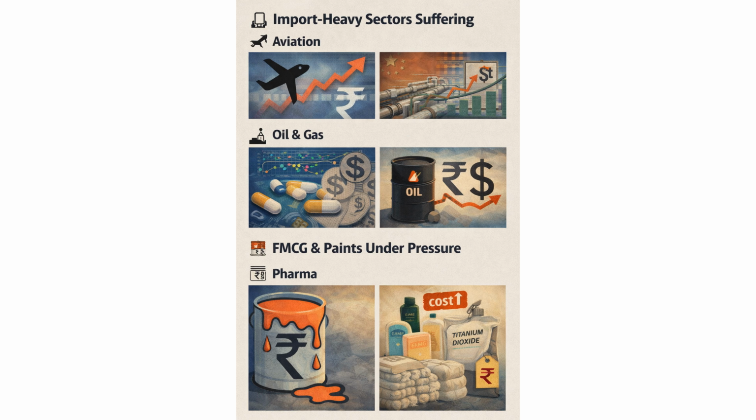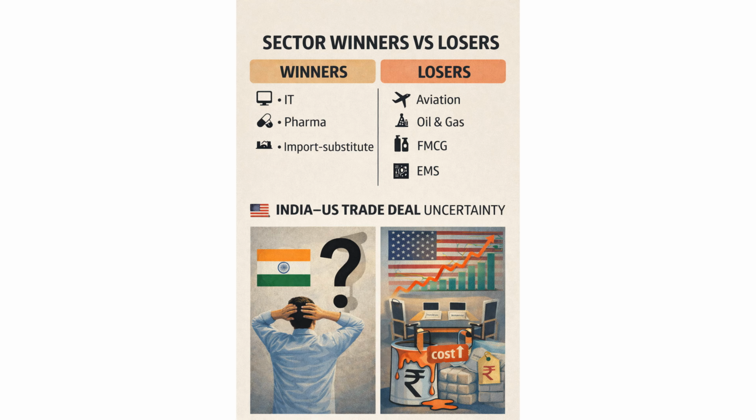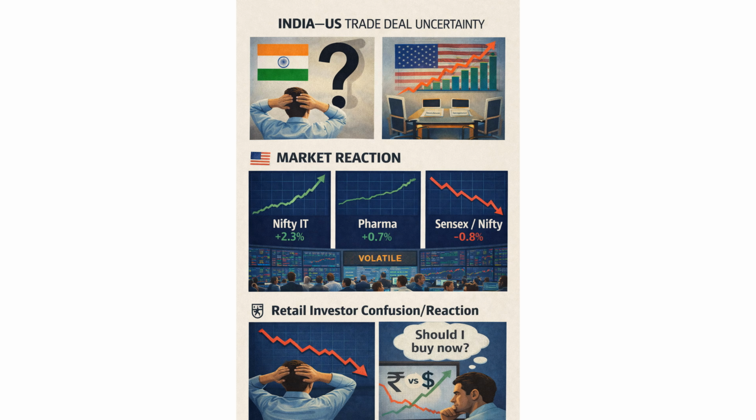Electronics manufacturing services face perhaps the most direct hit. These companies rely heavily on imported components and sub-assemblies. A weaker rupee inflates input costs, and unless these can be passed on to customers, profitability suffers. This is why EMS stocks have struggled during periods of sustained currency weakness.